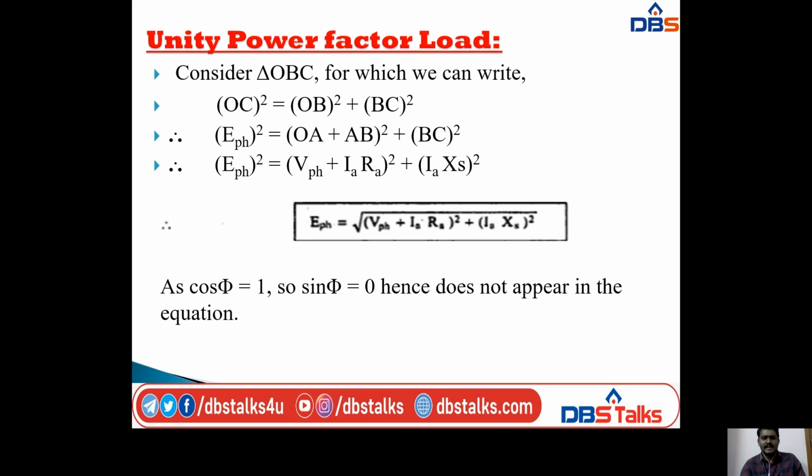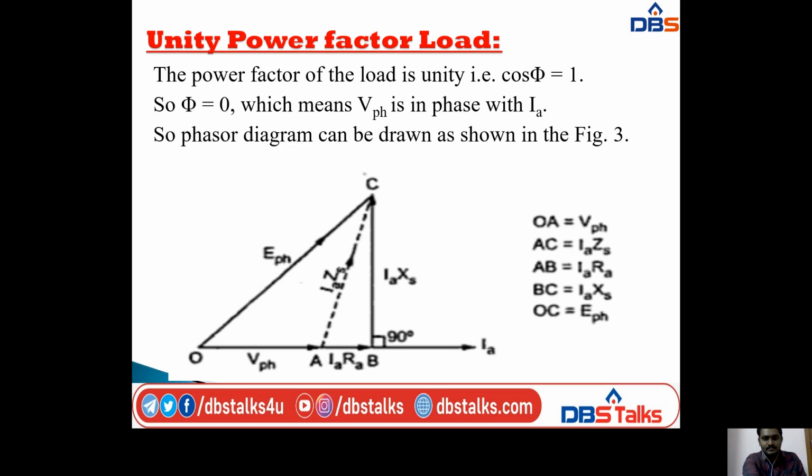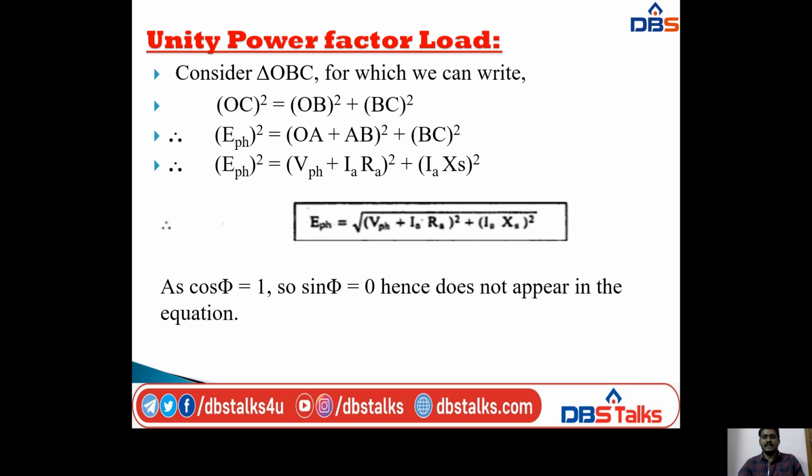Okay. And next, consider the triangle OBC, so this triangle I am taking. From that I am writing OC whole square is equal to OB whole square plus BC whole square. This is from the Pythagoras theorem. You know already OC is equal to E phase. So E phase whole square is equal to OB, that is OA plus AB, whole square plus BC whole square.